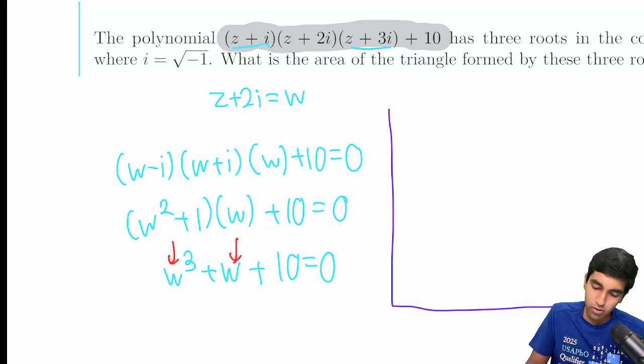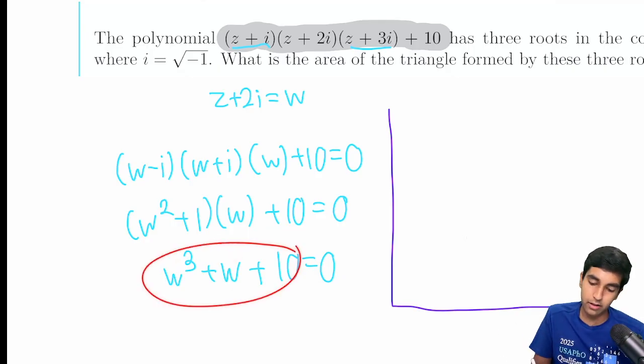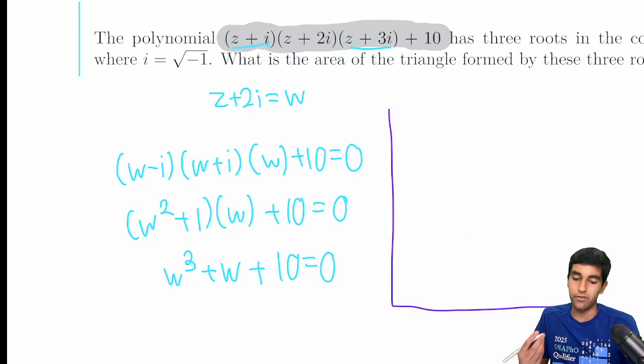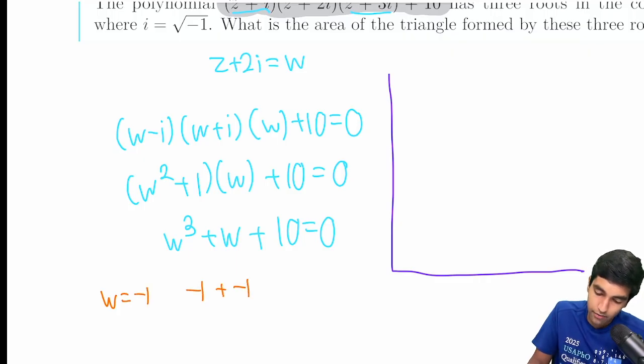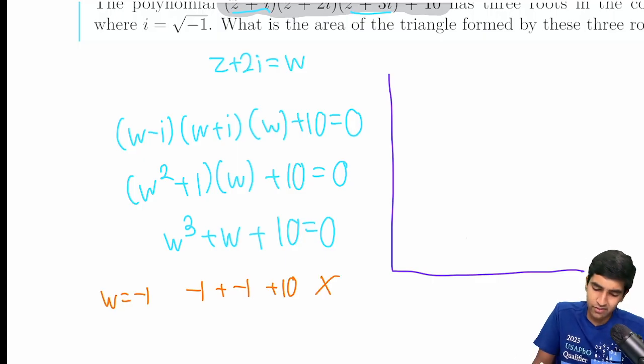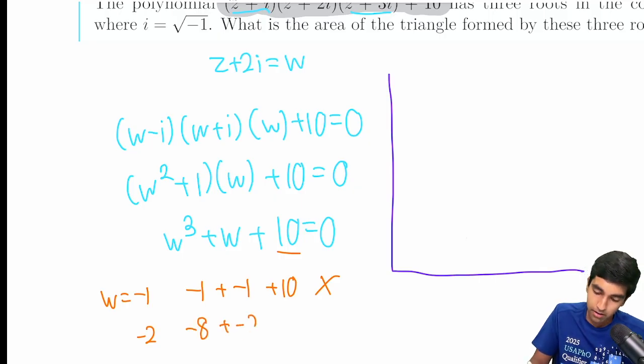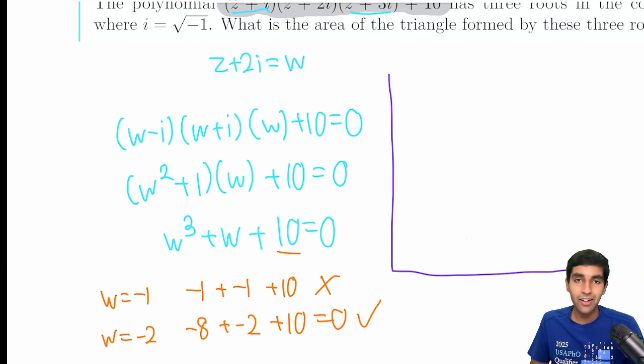Okay, what if w is positive? Well, clearly this thing is going to be positive. There's not going to be any positive roots here. What about w negative, right? Let's say negative 1. If w is negative 1, we get negative 1 plus negative 1 plus 10, clearly not 0. What about negative 2, right? Anything that divides 10. And this is kind of how you would approach it in a real contest, right? Negative 8 plus negative 2 plus 10, that's equal to 0. Wow, that works. So w equals negative 2, that works.